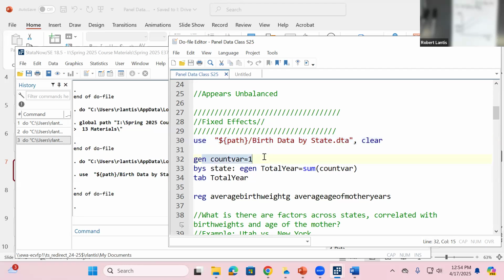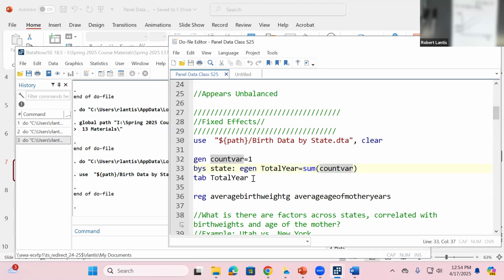We said we can create this variable. It's just a 1. Then by each subject, which here is our states, and in my other example would be by country, I'm going to add up all of those 1s. That'll tell me the number of years that I had information on those states in this example.